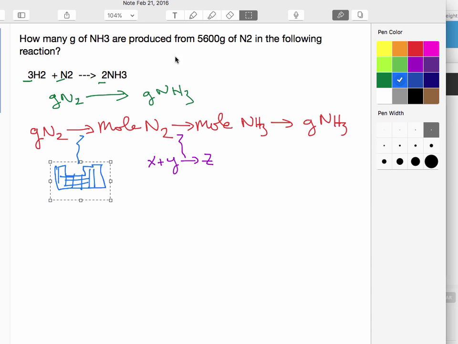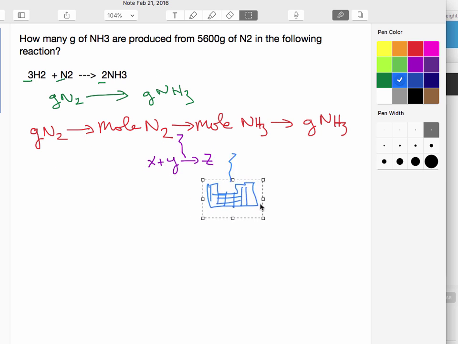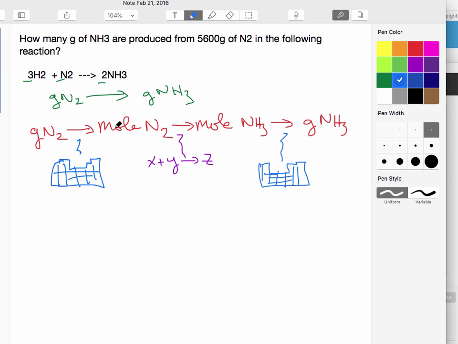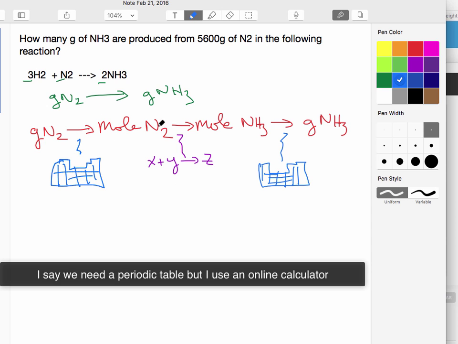And to go back from moles of ammonia to grams of ammonia, you need to do the same thing with the periodic table instead. So the things you need to get from here to here, you need the periodic table. From here to here, you need the equation. Here to here, you need the periodic table. So let's go ahead and do it and just follow this path along with the logic that I create for you here.